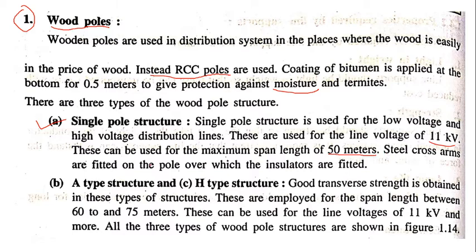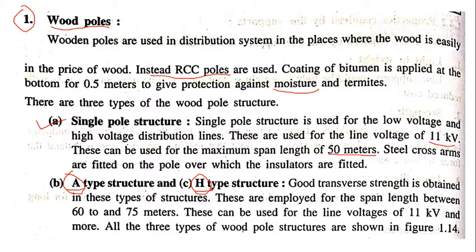Okay, and steel cross arms are fitted on the pole, over which the insulators are placed. So insulators are placed on the steel cross arm. Okay, next one is the A type and H type structure. As the name suggests, the shape of the tower looks like an A, and the second one looks like an H. So we are going to see the figure also. Good transverse strength is obtained in this type of structure, because the mechanical strength of this type of structure is increased. These are employed for span lengths between 60 to 75 meters, and can be used for line voltages of 11 kV and more.